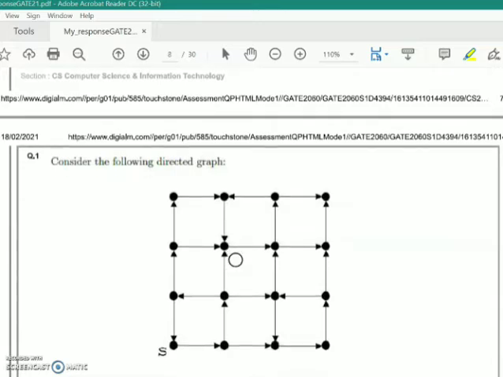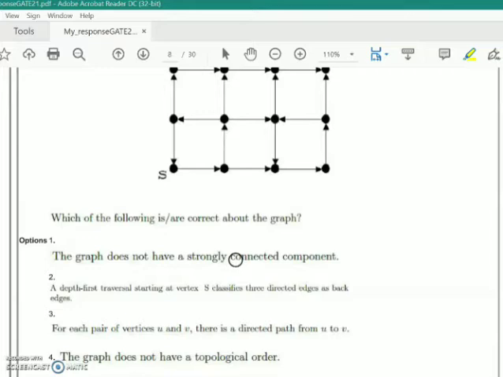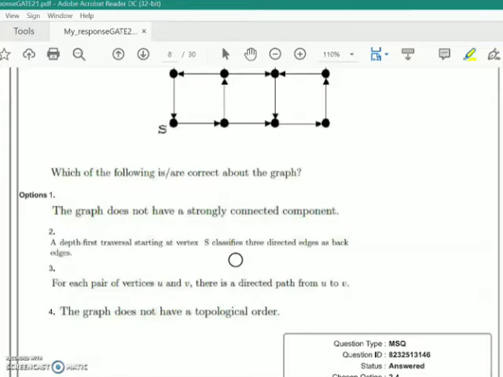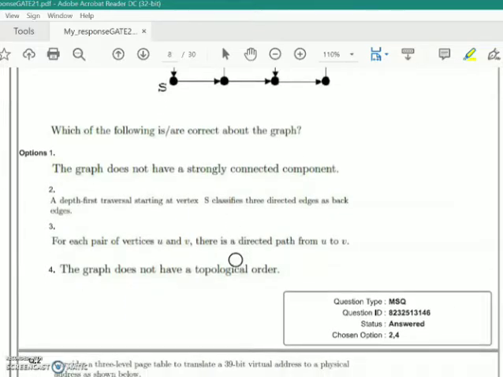Now the second section. The given graph is there. I have taken the answers as 2 and 4. Let's check the official answer key for the correct answer for those we are doubtful about. The graph does not have a topological order, and the depth first traversal.